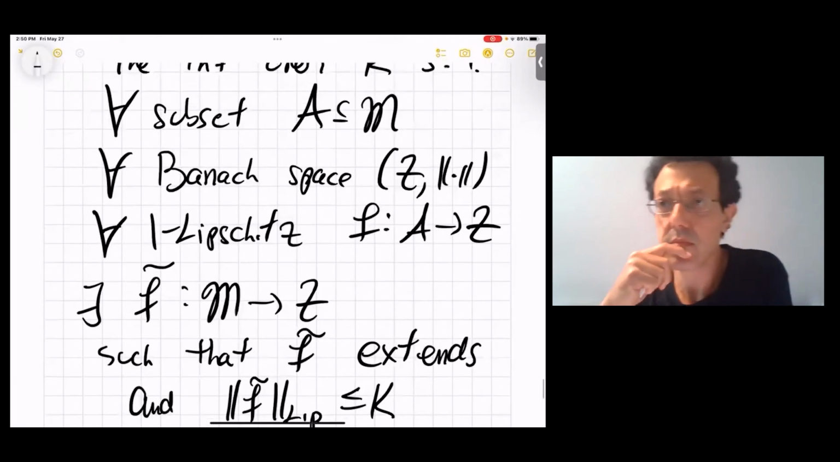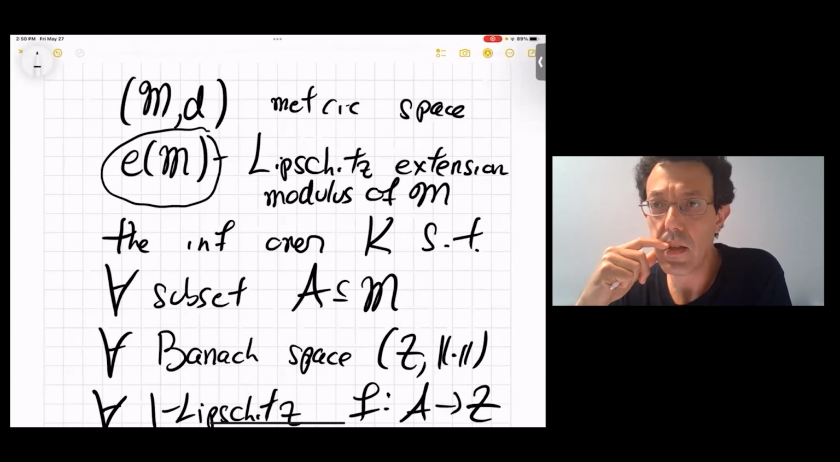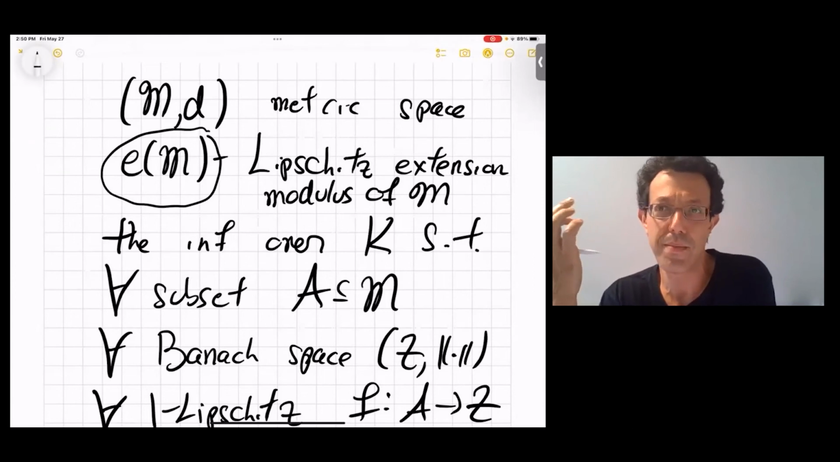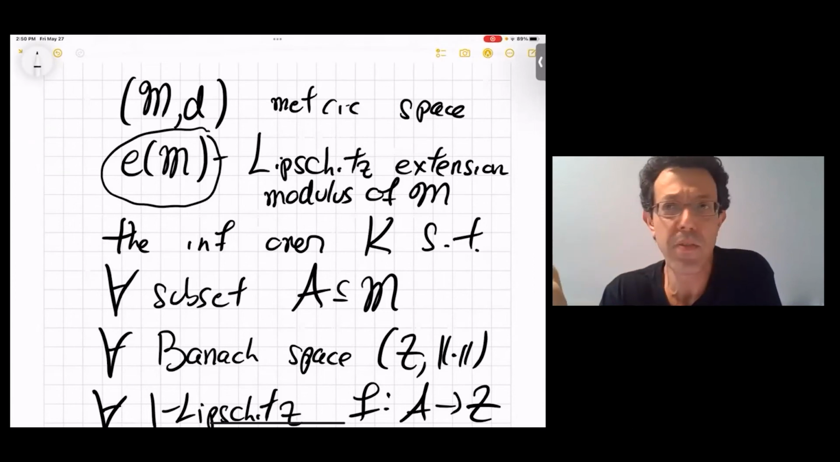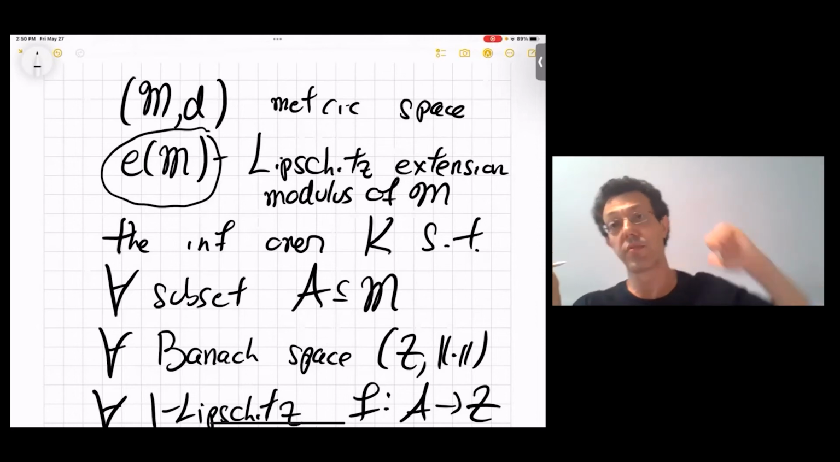Denoted EM, where is it? EM. Okay, is the definition clear? So this is bounding EM. This is really a workhorse in much of analysis. Probably for me, maybe for many of you, every other paper at least that I write has a lemma where I extend some Lipschitz function at some point. And so knowing bounds on these things is very useful.